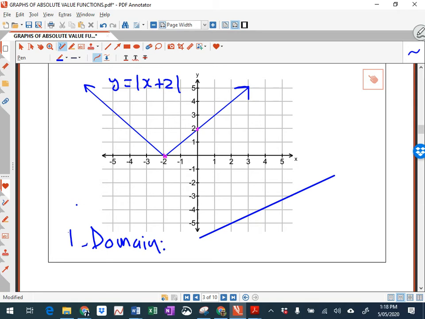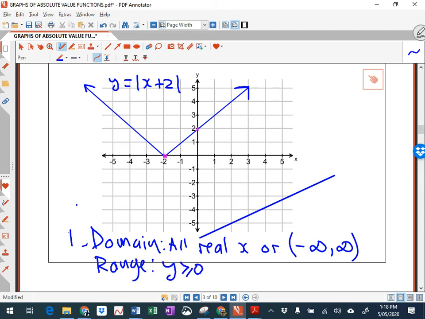Domain is, domain will be all real x, won't it? Domain is all real x. Or you could write it as minus infinity to infinity. The range, you can see the range will be y bigger than or equal to 0, or you could write it as 0, comma, infinity. Okay. All right, let's just delete that line there, don't need that.